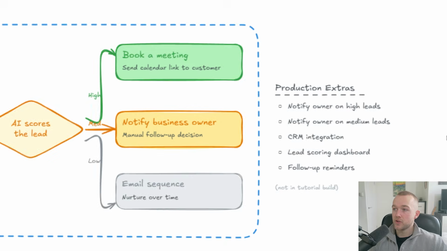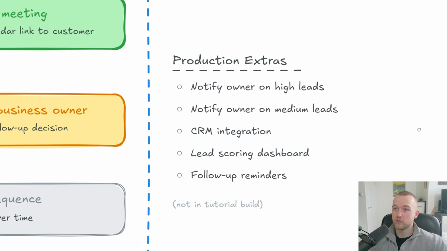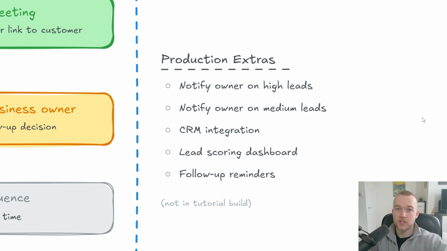And here are some production extras that you'd include if it was a real build. Because with this just being an example, there's no point me going through a whole production ready build. I'm just going to create a build that is still useful but pretty simple. So what you'd have in production is you would have a system to notify the business owner or the correct team on both high priority and medium priority leads.